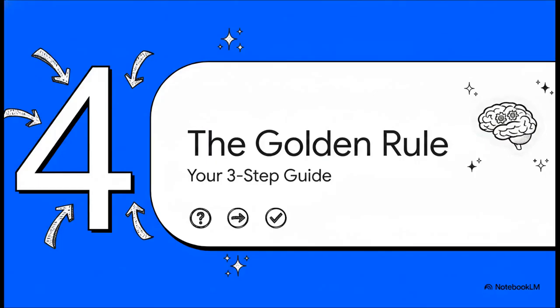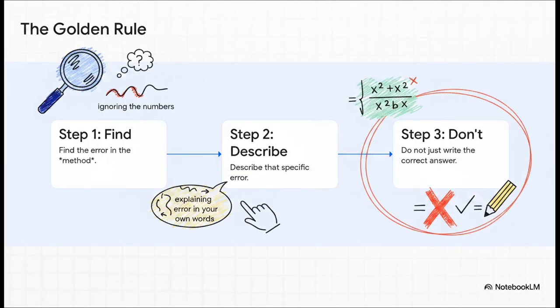Okay, so we've taken a deep dive into this mark scheme. We've seen what works and what doesn't. So what's the one big takeaway? What's the golden rule that's going to help you nail these explanation questions every single time? Here it is, your 3-step golden rule.